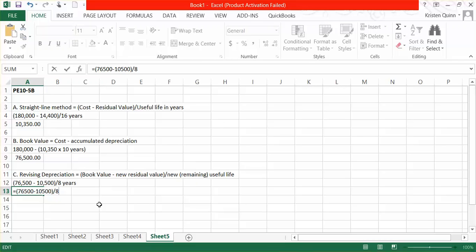So we would take our $76,500 book value minus our $10,500 new residual value, and we're going to divide it over the 8 years that are remaining on the asset's useful life. That gets for us our new annual amount of depreciation expense that we'll recognize each year for the next 8 years, and equals $8,250.